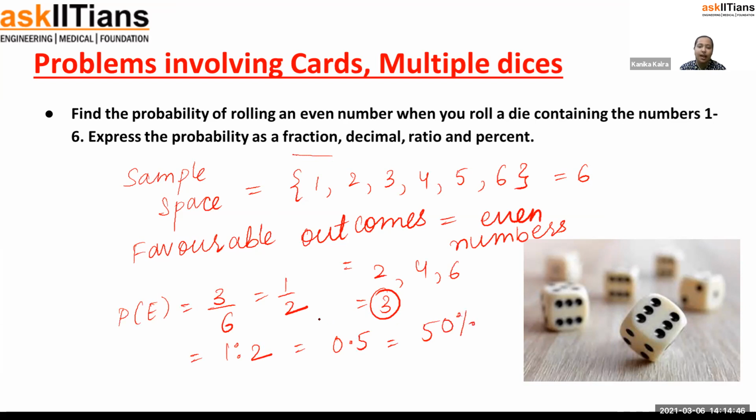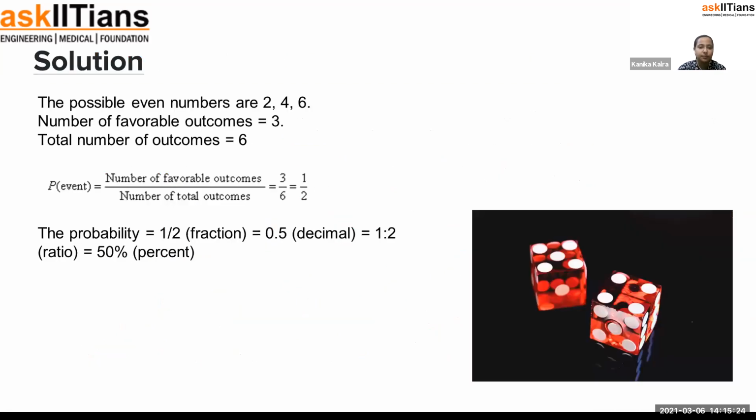So how did we get this? I have simply divided 1 by 2 and you get 0.5. Then when you multiply 1 by 2 with 100, you get the result as 50%. So now the fraction is 1 by 2, the decimal is 0.5, the ratio is 1:2, which is the same as the fraction, and the percentage is 50%. So this is how you solve it. This is the basic general question. You must have done this in grade 8 as well, or maybe grade 7. Now let's move further. This is the solution given, as we have already discussed.